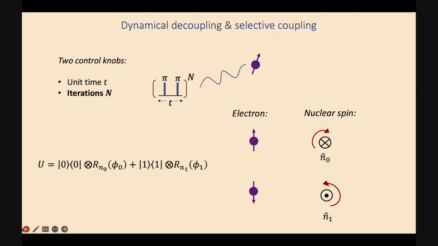And now you still have the knob that's given by this capital N, which is how many times you repeat your unit of your pulse sequence. And by playing with this N, you can actually create a target rotation on the nuclear spin that you are targeting. So you can control which gate you are doing.